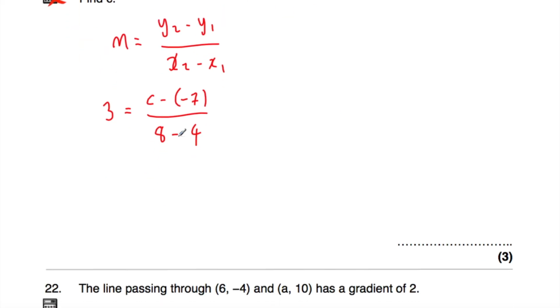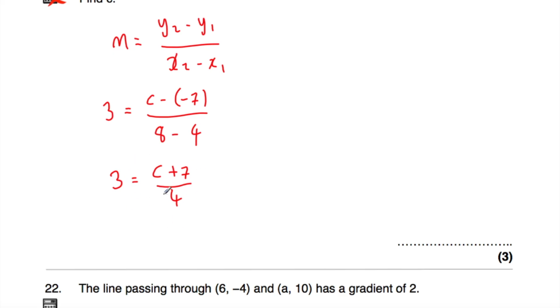In terms of our denominator, 8 take away 4 is equal to 4. So 3 is equal to, and going back up to the numerator here, we've got c minus minus 7. Now remember, a minus and a minus means you're going to be adding it. So I'm just going to write c plus 7 there. Rather than minus minus 7, we've got plus 7. And that's all divided by 4, because 8 take away 4 is equal to 4. This is fantastic. We just need to solve this equation now.